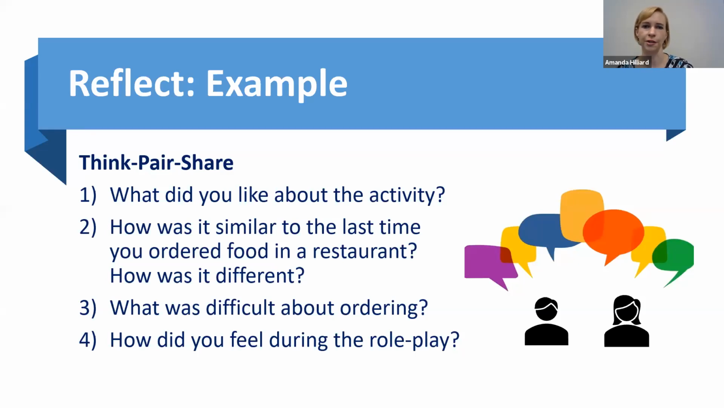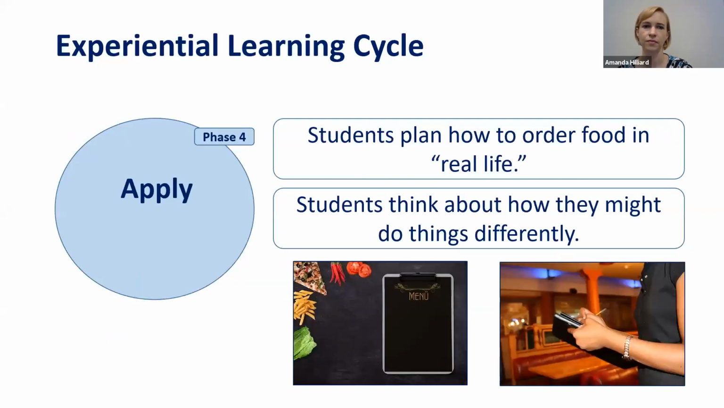Let's move on to step 4. The last phase is apply. So this is when students apply what they learned to different situations. So they might plan how to order food in real life, or they might think about how they could do things differently to improve on the role play that they just did. Let's look at an example.